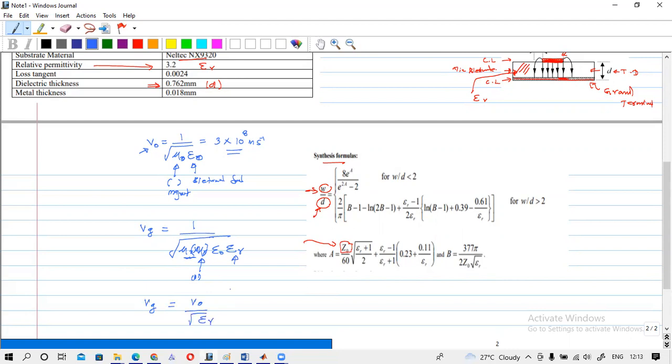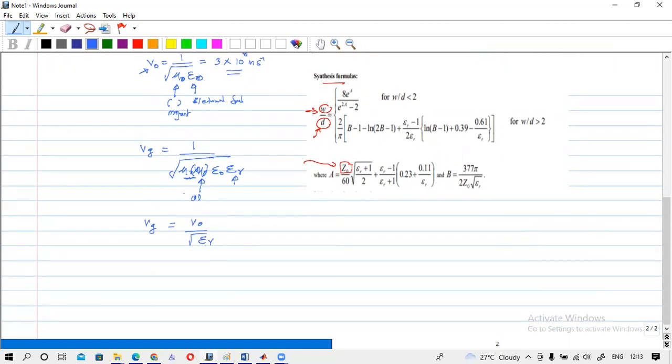So if the wave is propagating in another medium, this will be its velocity, and this is called the guided velocity. We can simplify it by dividing V naught by root epsilon r.